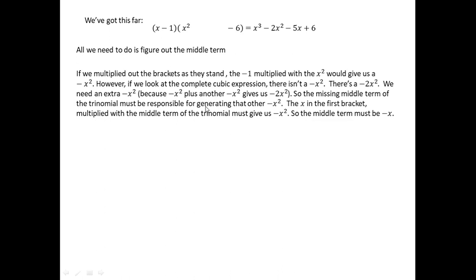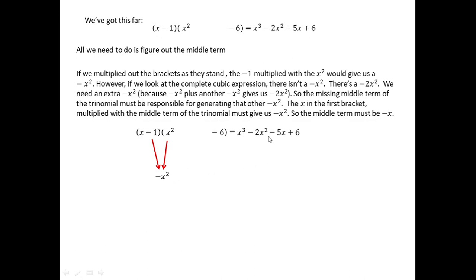We know that this first term in the mystery trinomial must be an x squared. We know that that third term in the mystery trinomial must be a -6. But now what is our middle term? So now we need to do some thinking. We do know that if I multiply this -1 with this x squared, remember, if I was doing FOIL and trying to multiply out these brackets so that I could get this as my answer, I would have to at some stage multiply this -1 by that x squared. And that would give me -x squared.